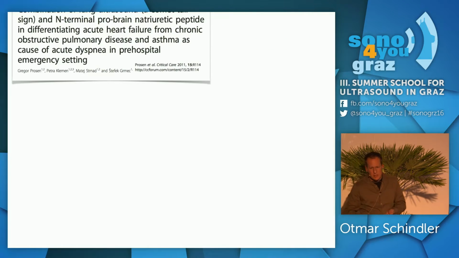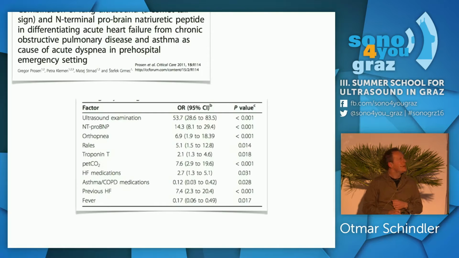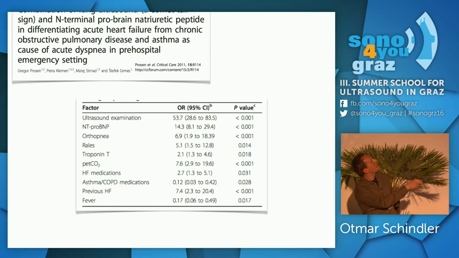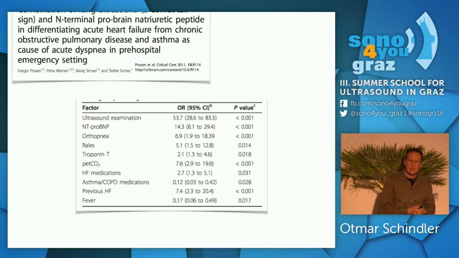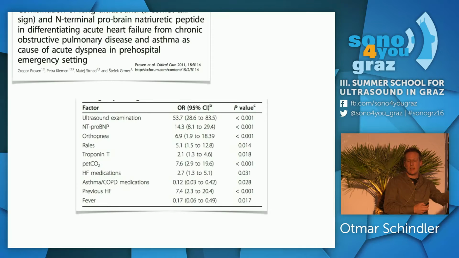There's been a study. Unfortunately, you don't see all of it. The first line would be the combination of lung ultrasound, a comet tail sign, and terminal pro-BNP. What comes out here is on patients where you want to know if the dyspnea is caused by chronic obstructive pulmonary disease or by acute heart failure. The ultrasound has an odds ratio of 54, so it tells you the reason of the dyspnea is either that or that.